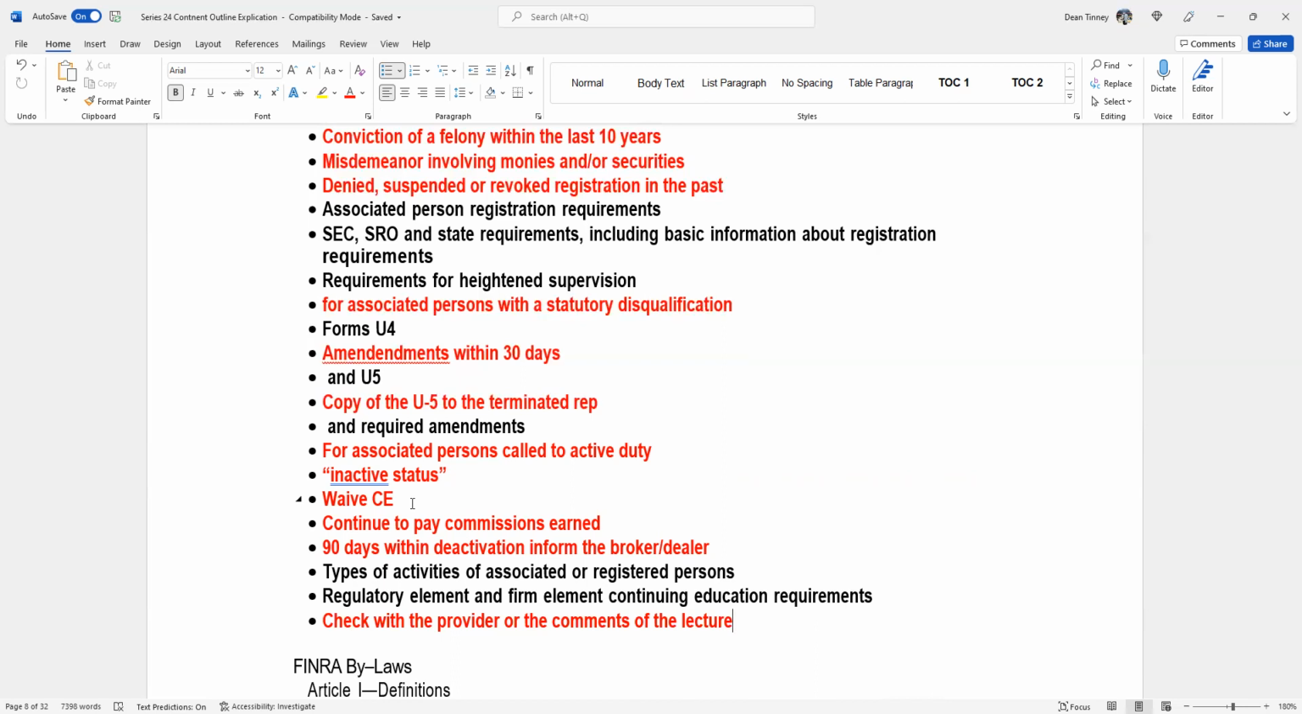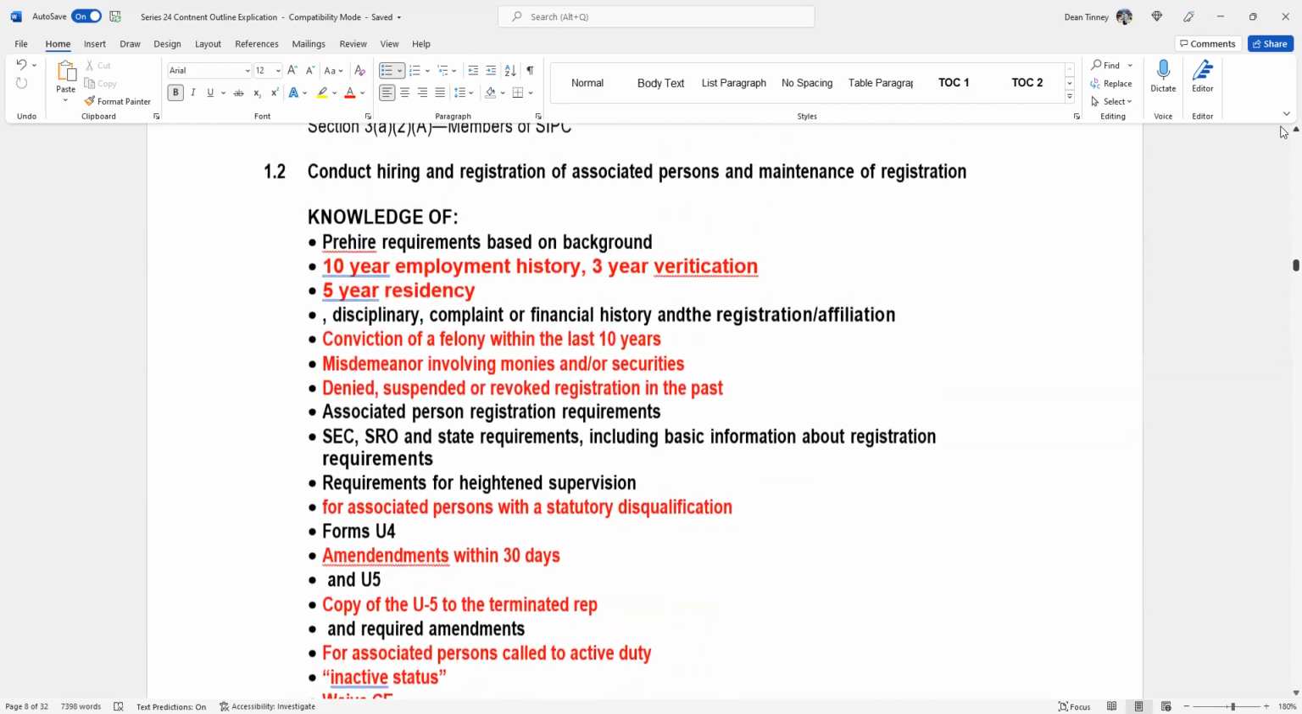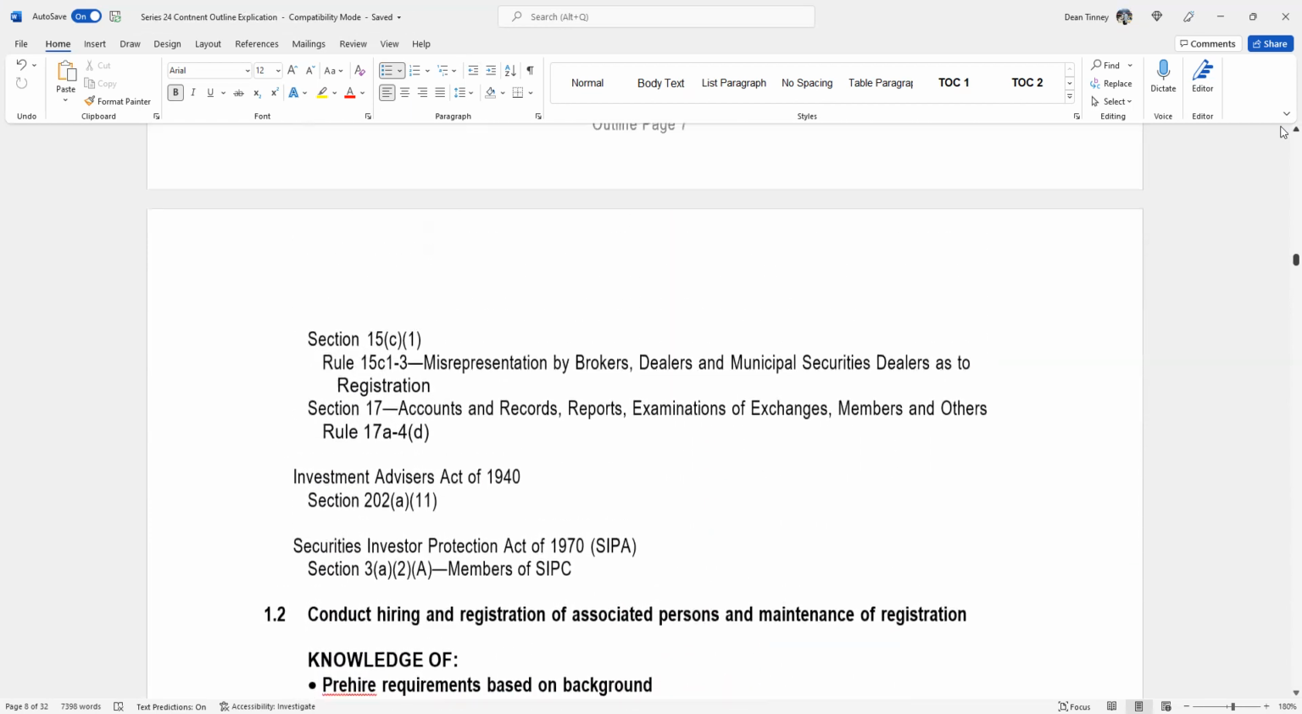Let's see. So just a couple things. I just want to check my checklist here, make sure I've got everything. I want to go back here.